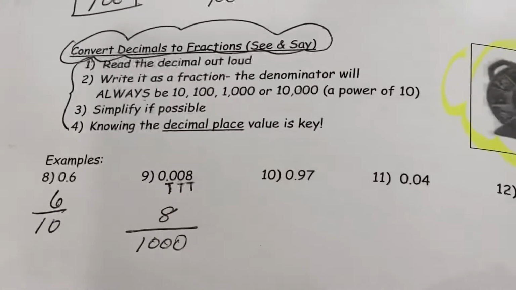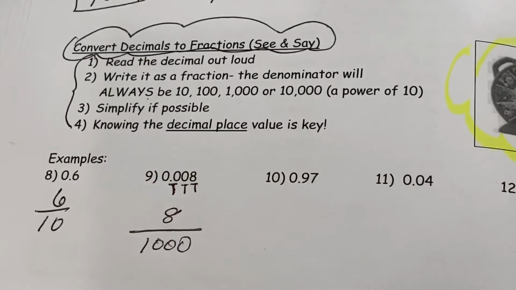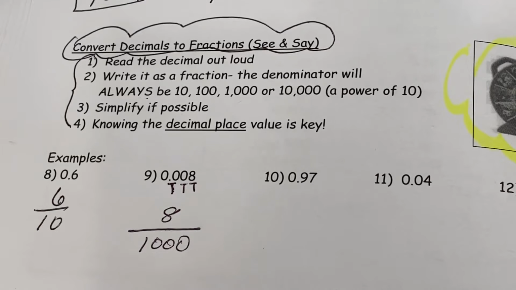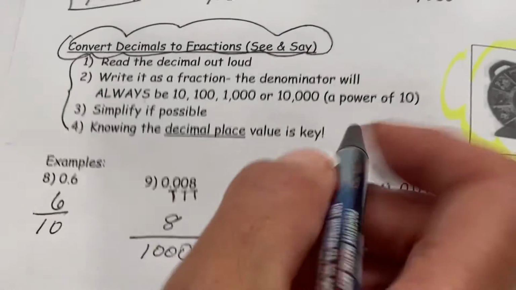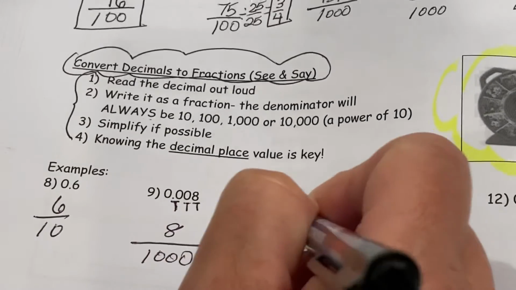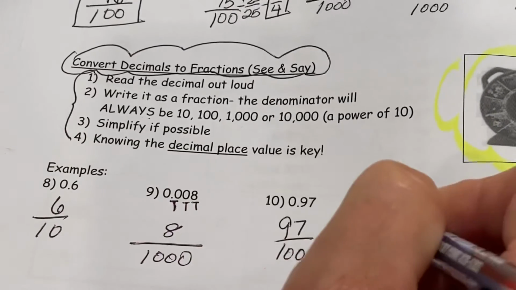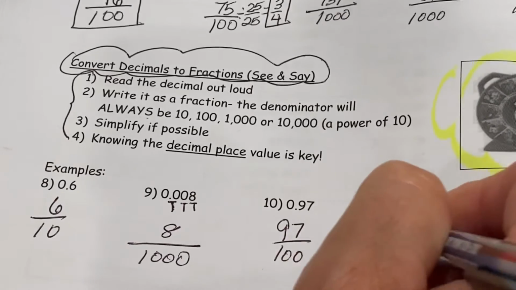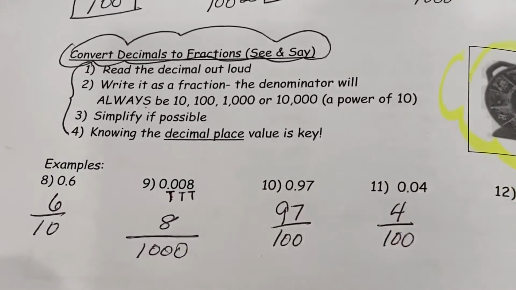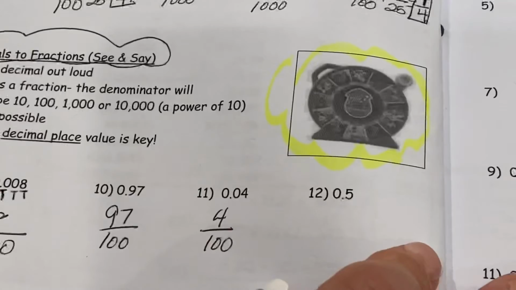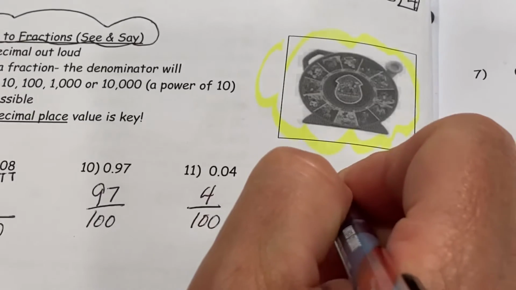Okay, next one, 97 hundredths. I would definitely pause this video or stop this video for the time being. Try it on your own and then follow through. Okay, 97 hundredths would look like this. And then we have 4 hundredths, like that. And then lastly, we have 5 tenths, which would look like what?